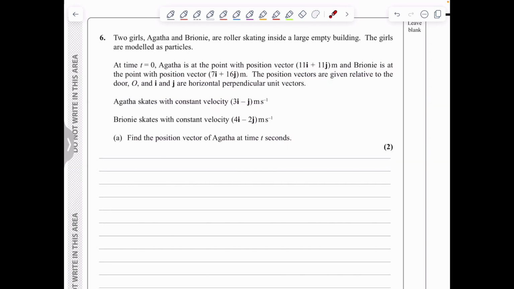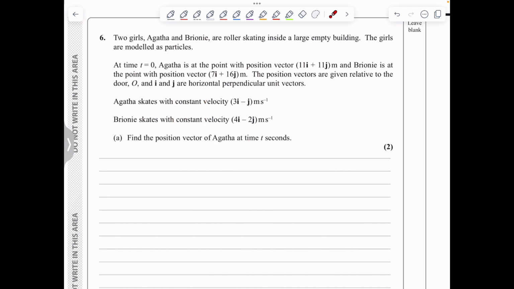degrees. In question 6, we've got Agatha at time t=0 at the point 11i plus 11j meters and Brioni at the point with position vector 7i plus 16j meters. Now, Agatha skates with a constant velocity of 3i minus j meters per second, whereas Brioni is skating at a velocity of 4i minus 2j meters per second. Notice that they are both skating with constant velocities. There is no acceleration here, and we're asked to find the position vector of Agatha at time t seconds.